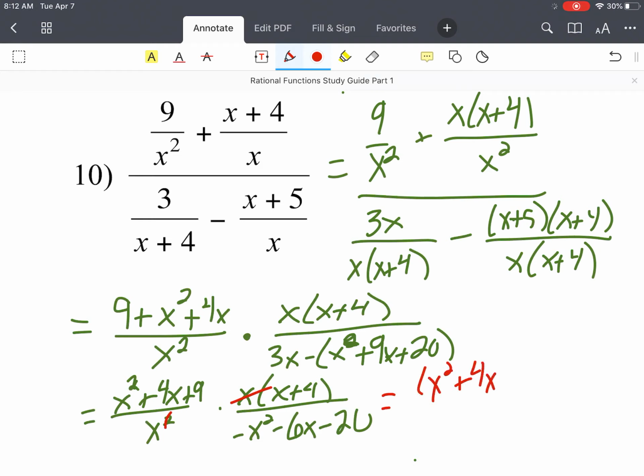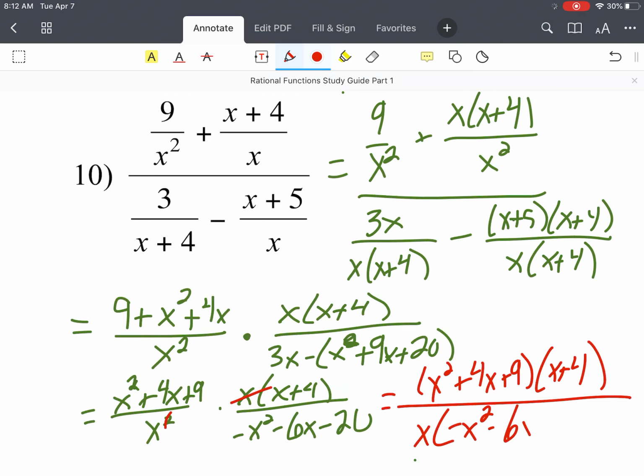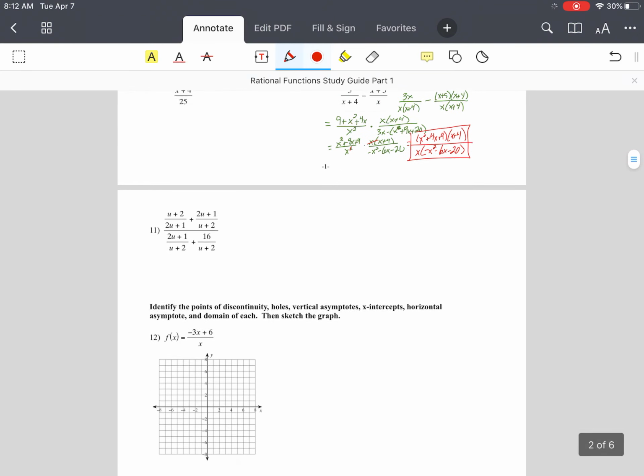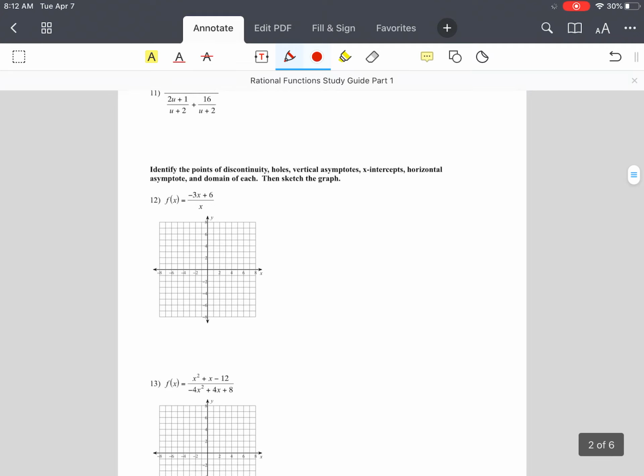So our final answer, as crappy as it is: x squared plus 4x plus 9 times x plus 4, all over x times negative x squared minus 6x minus 20. And like I said, while that is crappy, that's an answer. That's completely valid. Okay? Alright, so complex fractions. Get your common denominator on top, get your common denominator on bottom. They do not have to be the same. Okay? And then you've got to leave, change, flip, and call it good.